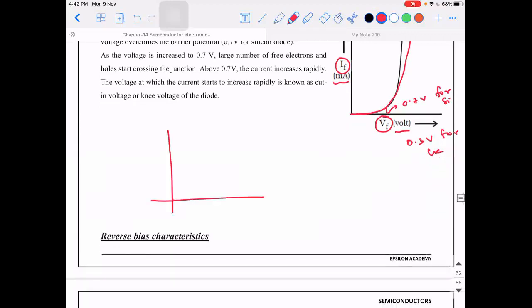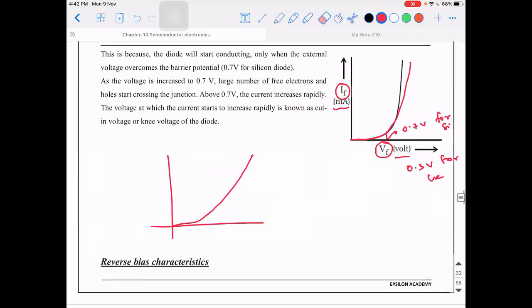See, the actual graph is like this. It will go like this and it will go in this way. It will not go straight. Okay, there is a small correction in this, so please make a note of this. So this is 0.7. This voltage, where the potential barrier is completely broken and the conduction process takes place, is called knee voltage. The voltage at which the current starts to increase rapidly is called cut-in voltage or knee voltage of the diode.